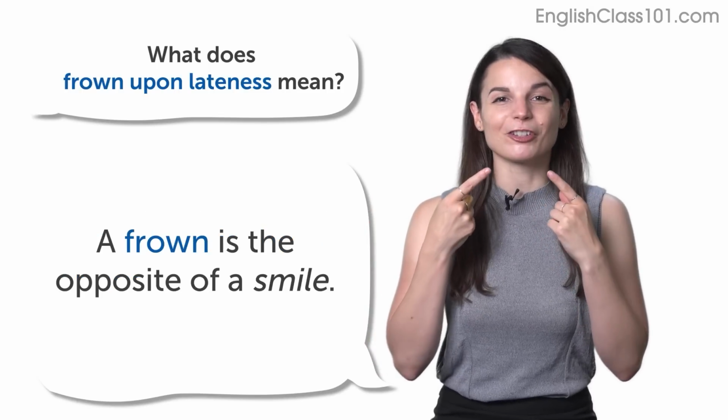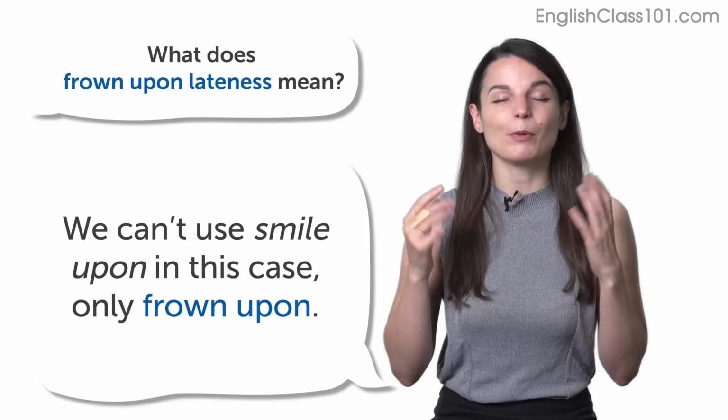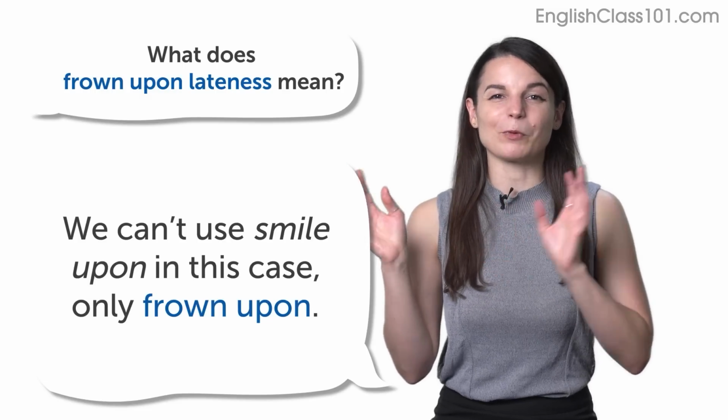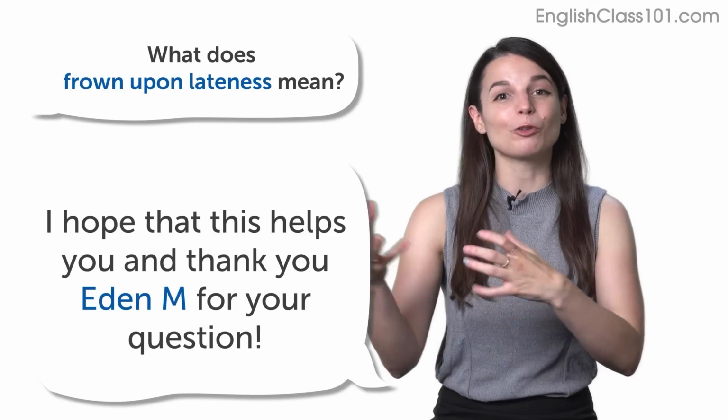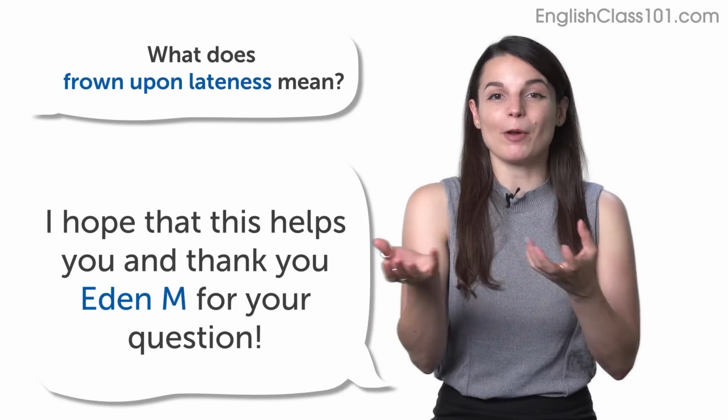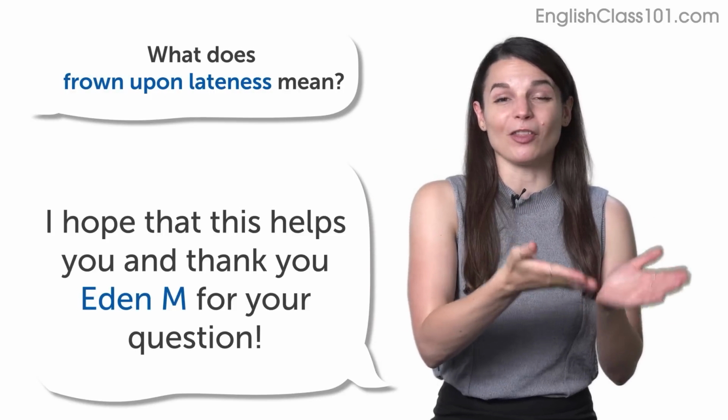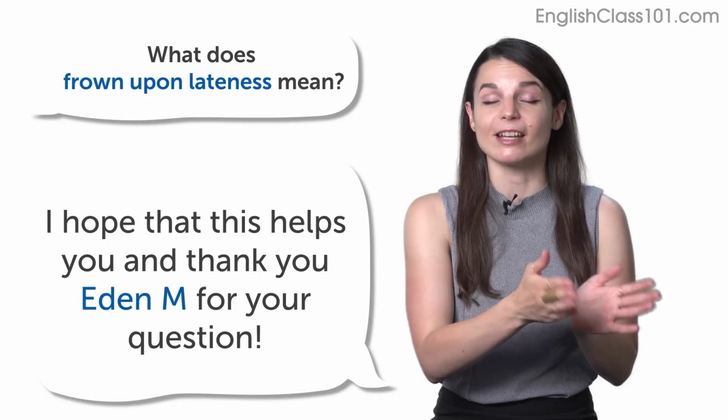A frown refers to the opposite of a smile, but we can't use smile upon, actually. We use frown upon only in this case. So I hope this answers your question. To frown upon lateness or to frown upon something means to look down on that noun or to have a poor opinion of that noun.